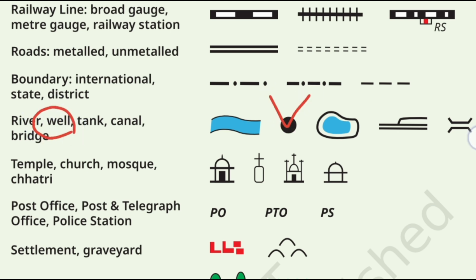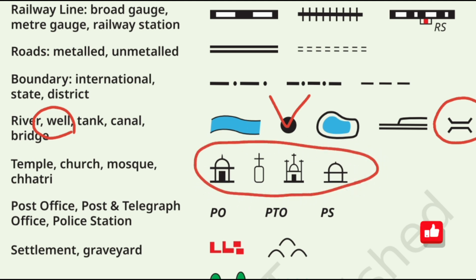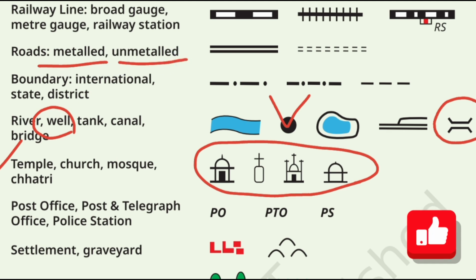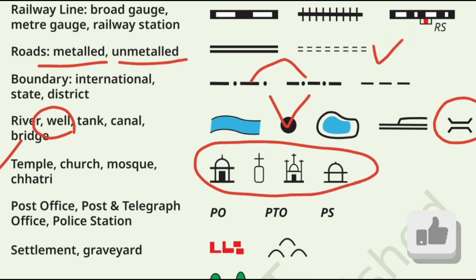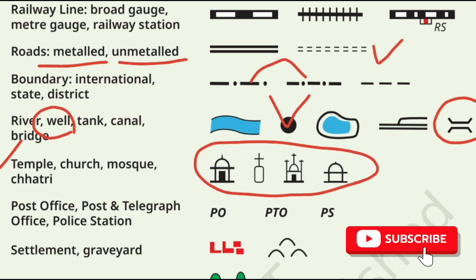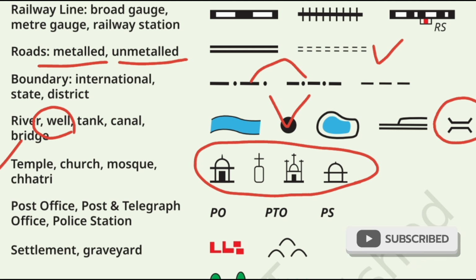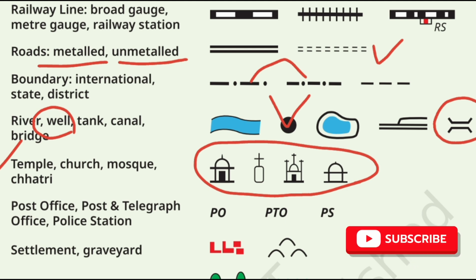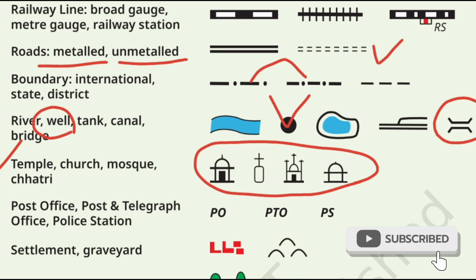Then this bridge is very important. Then these figures are very important. To identify them is very simple. Then metal and unmetal, this is also very simple. They will not ask things like international boundary and state boundary, there is less chance. Why? Because they are both similar. We cannot identify them by drawing in the question answer, so normally they won't ask that.